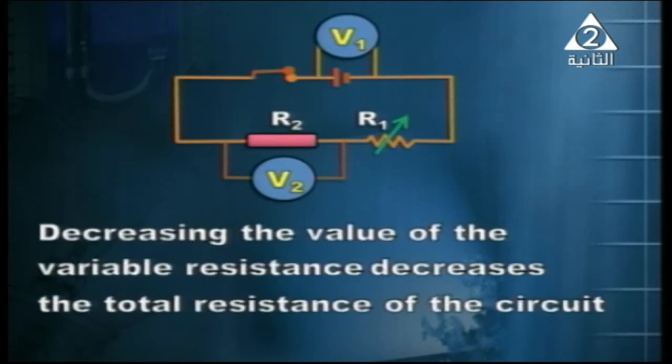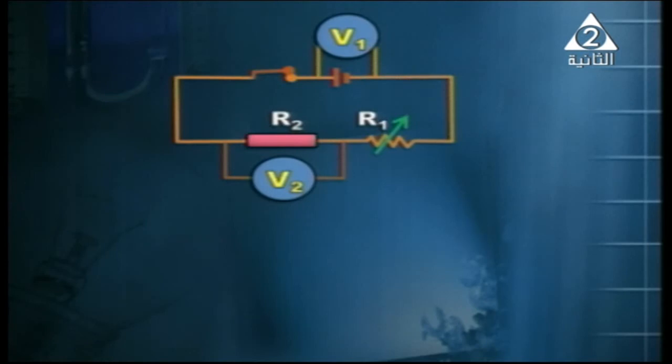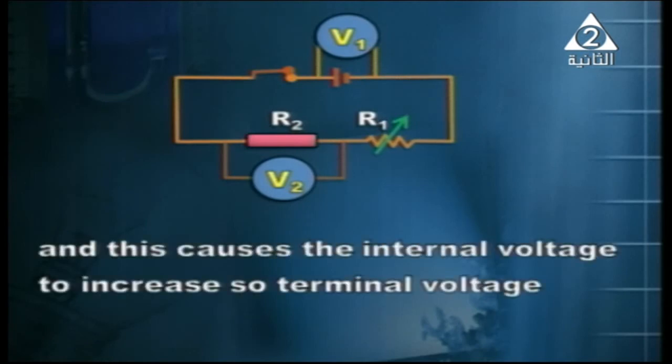Decreasing the value of the variable resistance: if R1 is decreased, total resistance of the whole circuit decreases, current increases, and internal voltage increases, so external voltage, which is V1, decreases. So decreasing the value of the variable resistance decreases the total resistance of the circuit. And what happens to the current? Current increases. So the current passing through the battery increases, and this causes the internal voltage to increase. And when internal voltage increases, terminal voltage decreases.